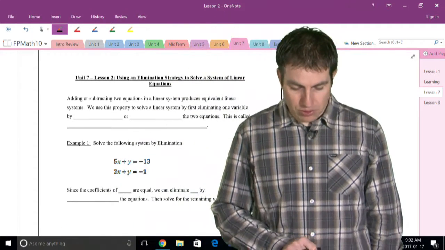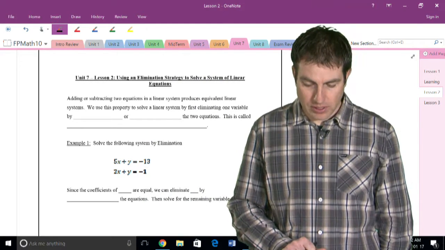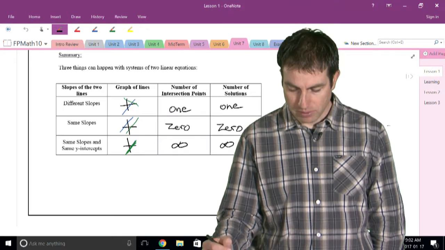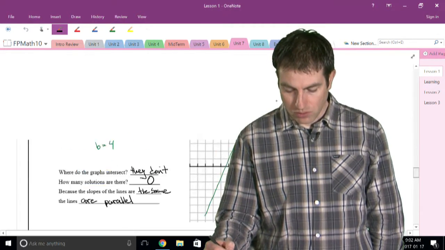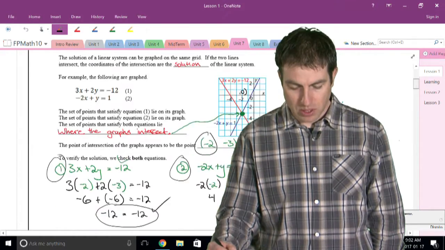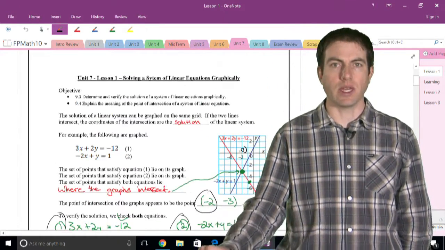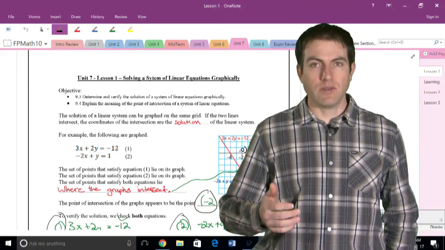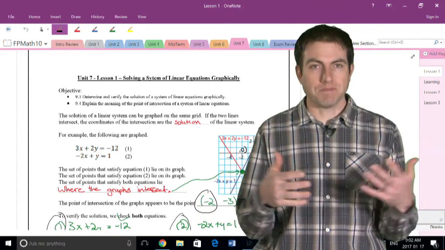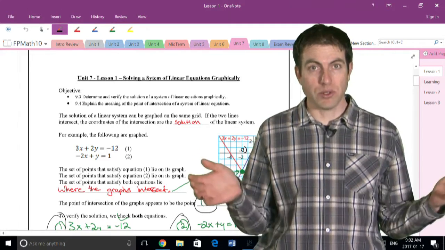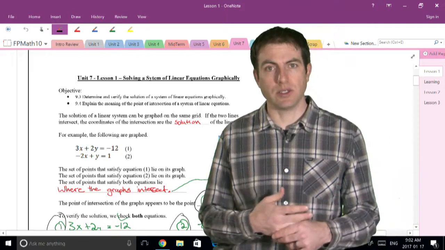Unit 7, Lesson 2, using elimination strategy to solve a system of linear equations. So last day we were looking at Lesson 1, Unit 7, and we're talking about solving a system of linear equations. Now, solving a system of linear equations is a really scary sounding thing, I should say. All we're doing is you're given the equations of two lines, and you figure out where the lines cross. That's it. That's all we're doing, trying to figure out where two lines intersect.